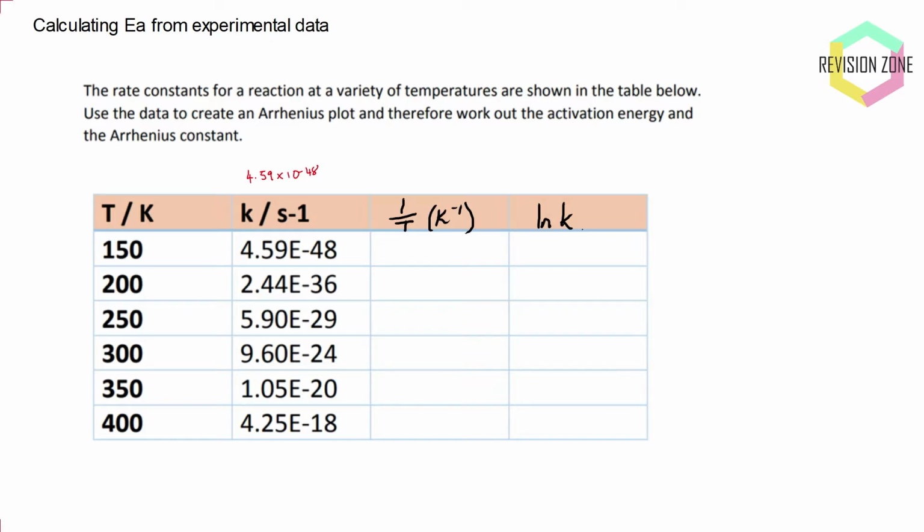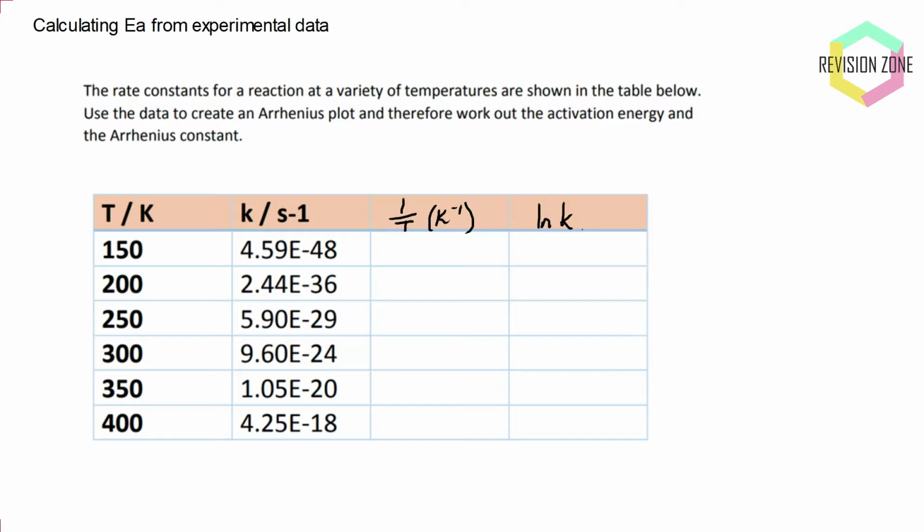Now, what you would be expected to do is complete the columns within this table, and there'll probably be a mark per column, nothing huge in terms of number of marks attained. So it's a good time to pause the video and work out our 1 over temperature and our natural log of rate constant, in this case measured in per second.